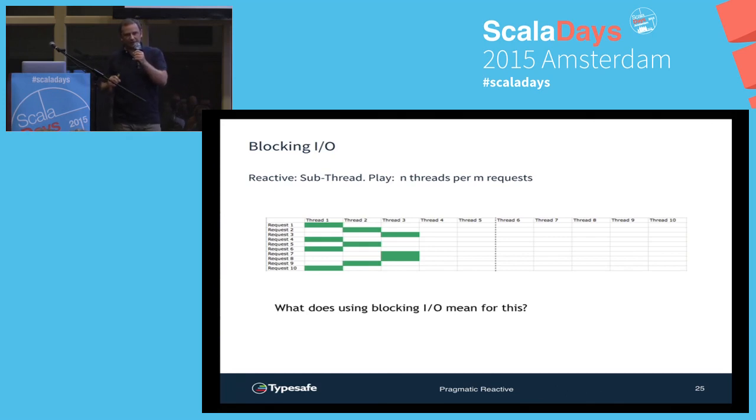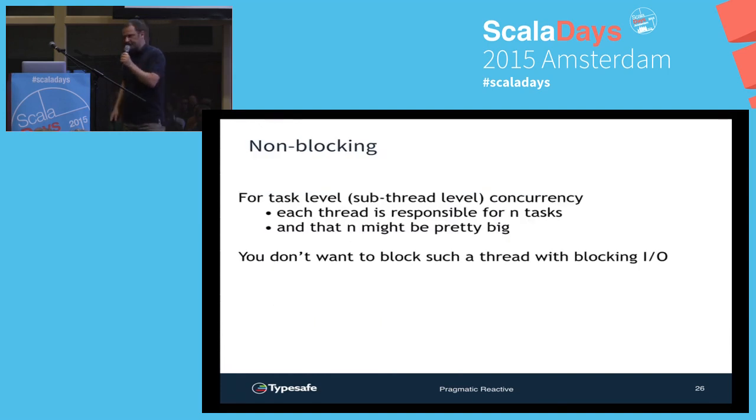So the extreme example would be to have just one thread. You have one event loop thread that works on these things. If you block this thread, everything comes to a halt. So if you go sub-thread level, you don't want to block your threads on I/O. Of course, if you have CPU-bound work that has to be done, then that has to be done. But for I/O, you really don't have to block.